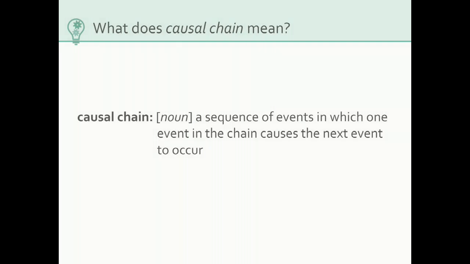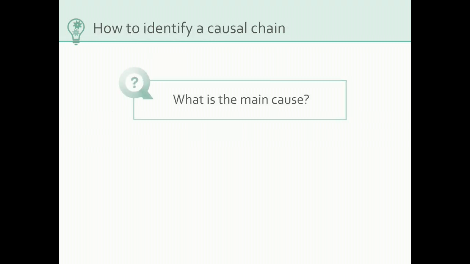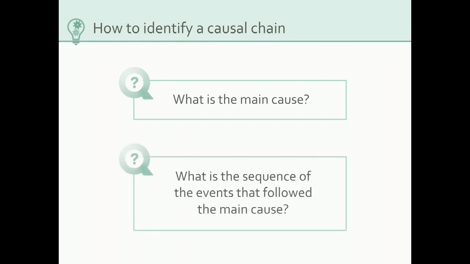By definition, a causal chain is a sequence of events in which one event in the chain causes the next event to occur. When you identify a causal chain in a text, start by asking yourself, what happened first? What is the main cause? Then ask, what is the sequence of the events that followed the main cause?